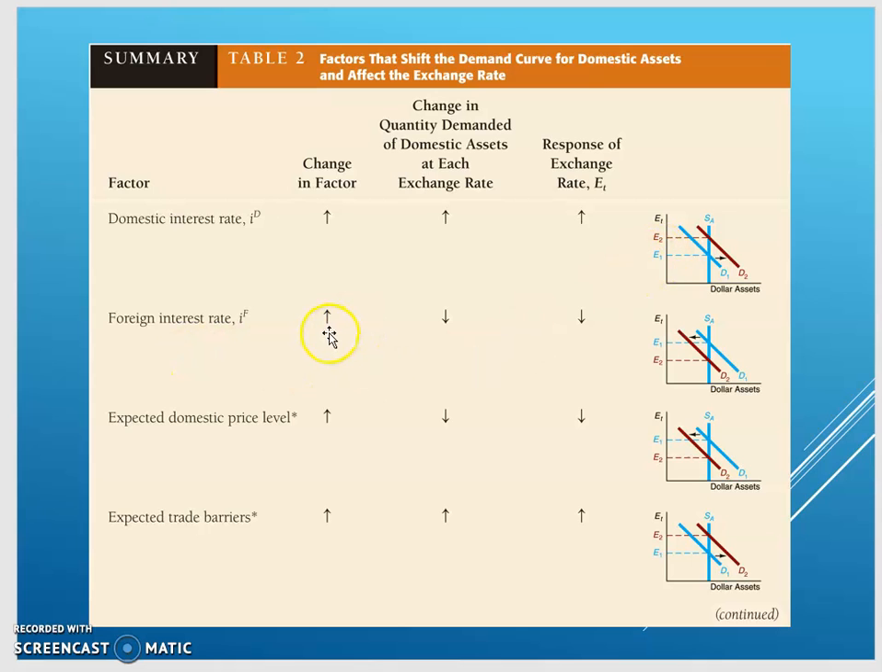For the foreign interest rate, the exchange rate decreases. For the expected domestic price level, when the factor increases, the quantity demanded of domestic assets decreases, and the exchange rate will decrease. The same happens with expected trade barriers. If trade barriers increase, such as a higher quota, the quantity demanded for domestic assets will increase, and the exchange rate also will increase.